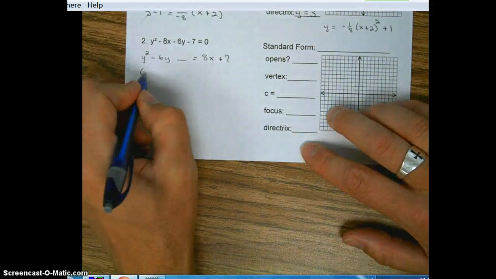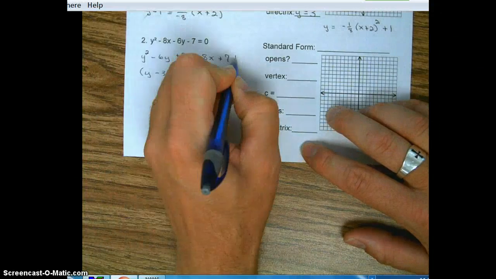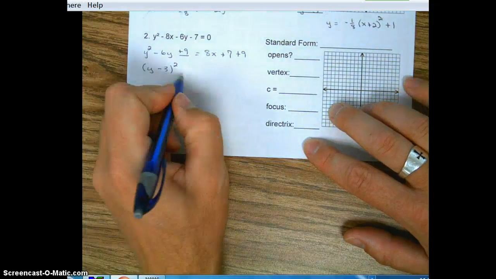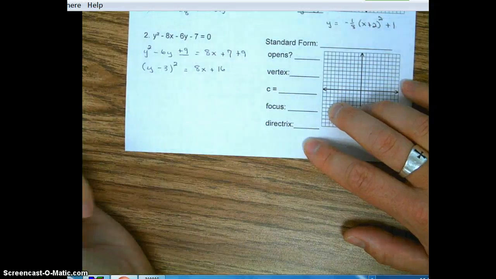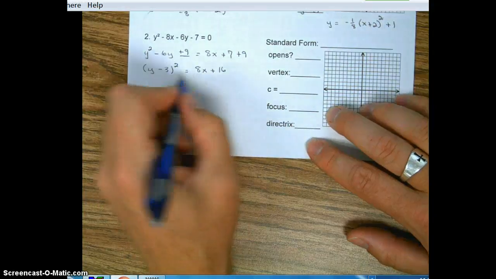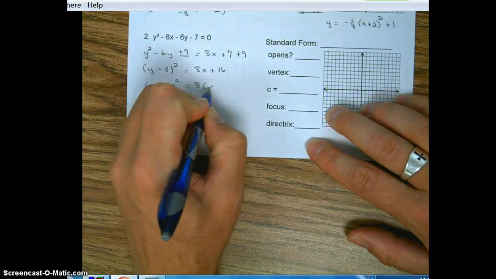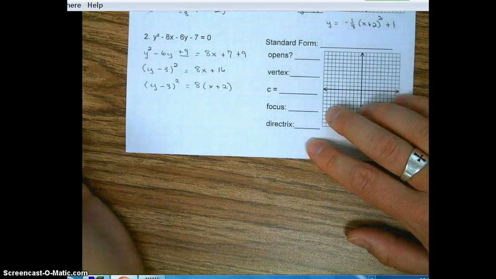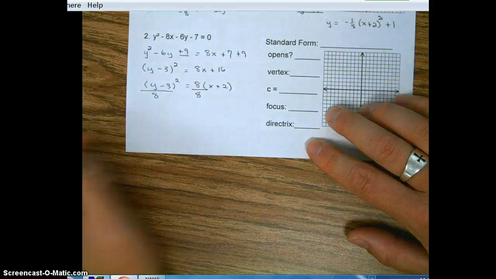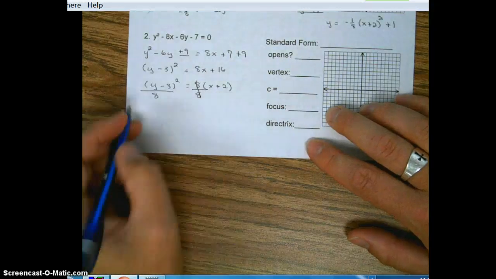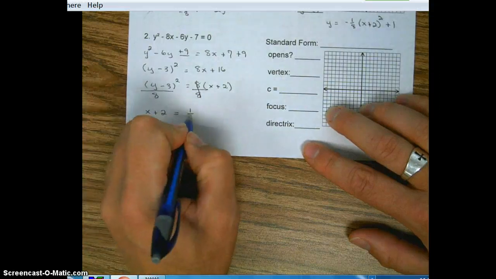Then I'm going to go ahead and complete my square. And we end up with 8x plus 16. And factoring out the 8, and then I'm going to divide both sides by 8. Switch sides, so x plus 2 on this side. Then we're going to have 1/8.